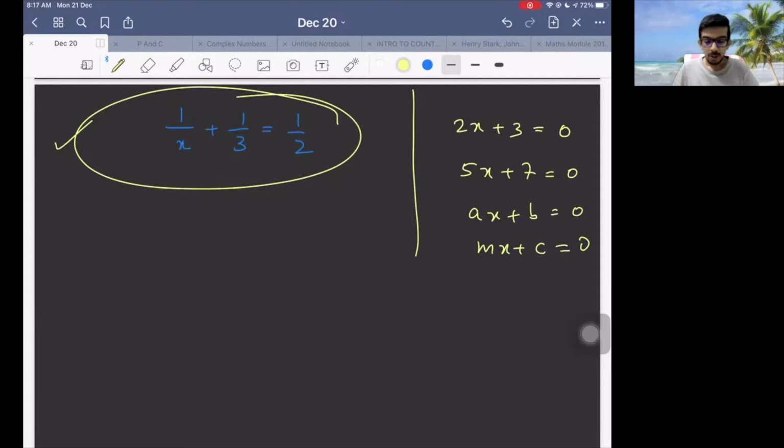So let's see how we can solve these kind of equations. Before that, often what happens is there can be terms which appear in the denominator. So once you have an expression in the denominator, you should be very careful.